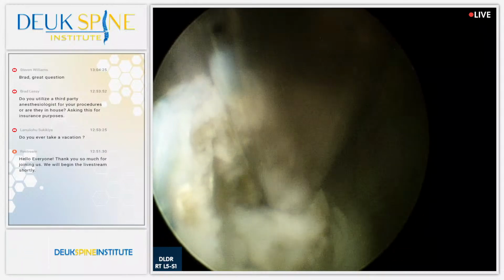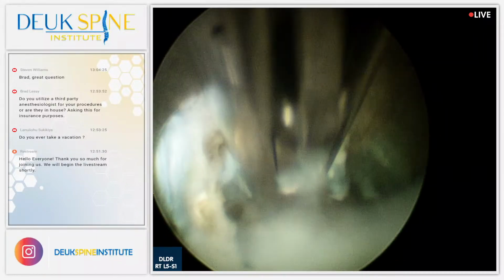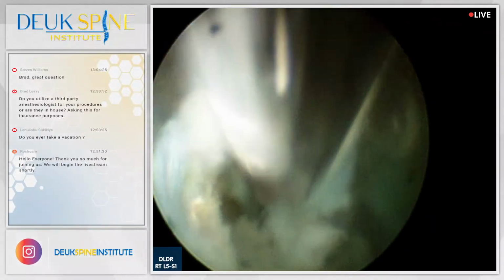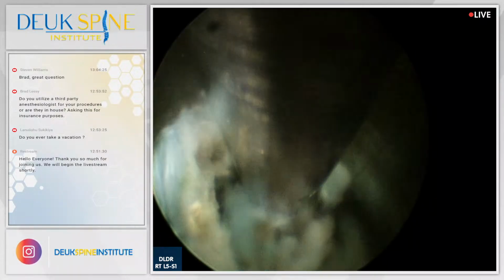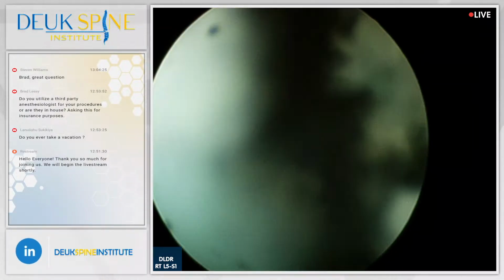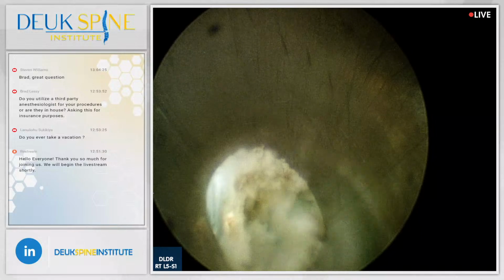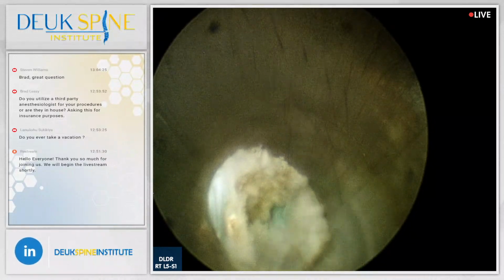85% of chronic back pain comes from disc injuries. But where does the other 15% of that back pain come from? What are the other causes? The other cause that's second most common is the facet joint.